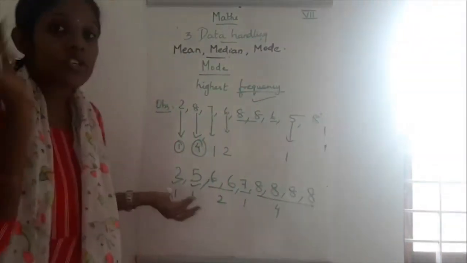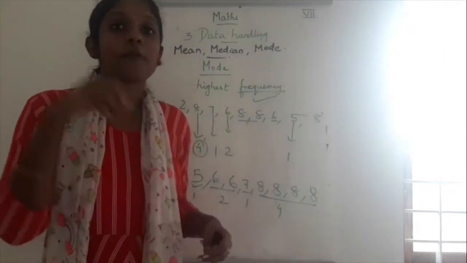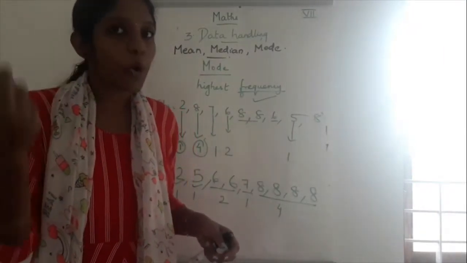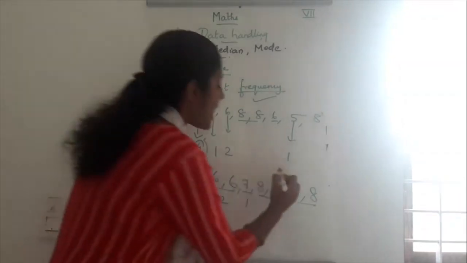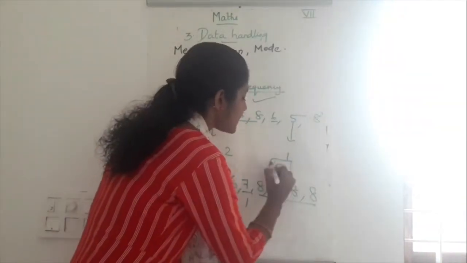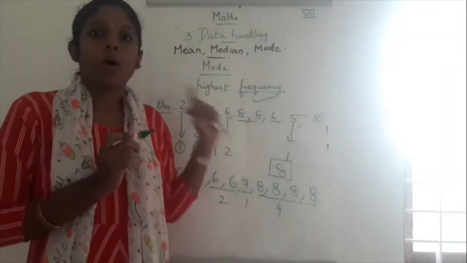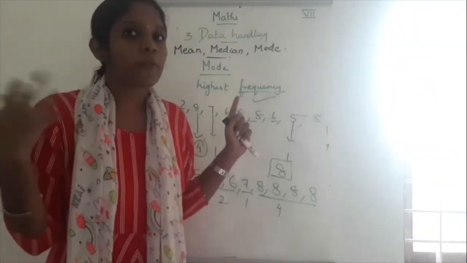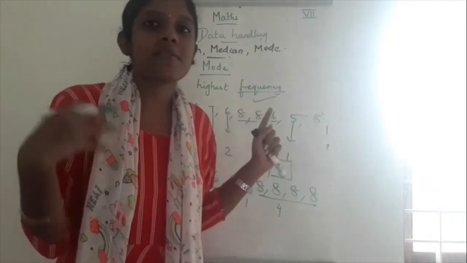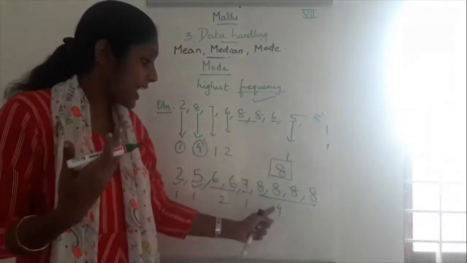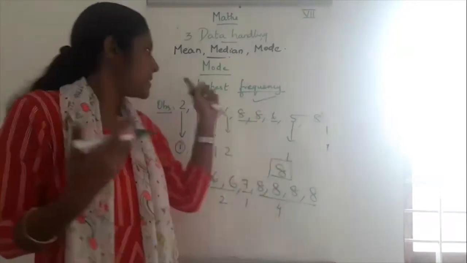So here which observation or which data occurs the maximum number of times? The data that occurs most is 8. So 8 is the mode. This is called the highest frequency or the greatest number of times an observation repeats. So here 8 occurs for 4 times, so 8 is the mode.